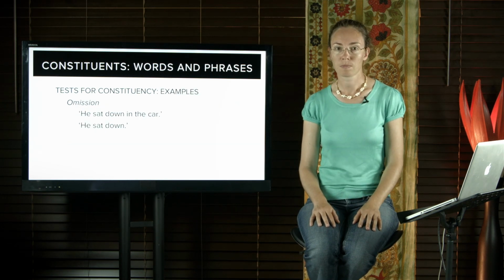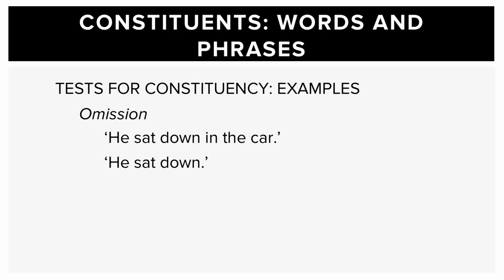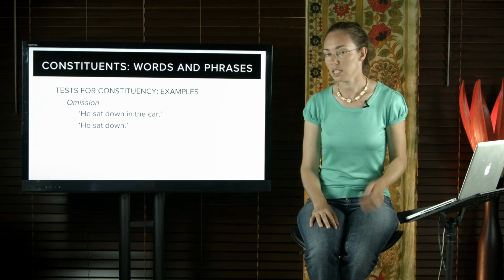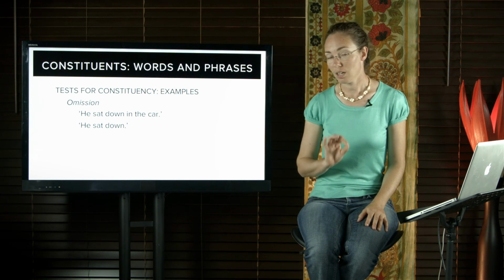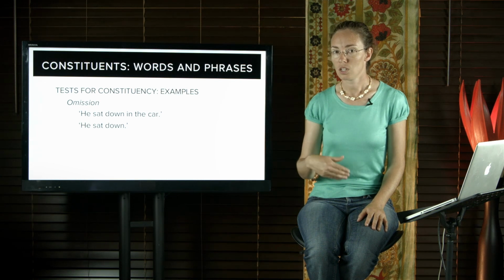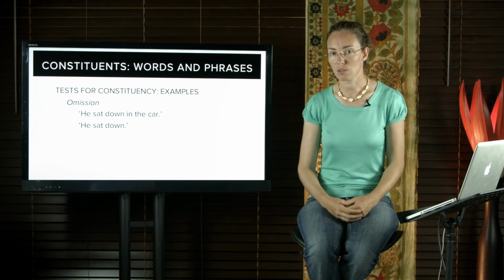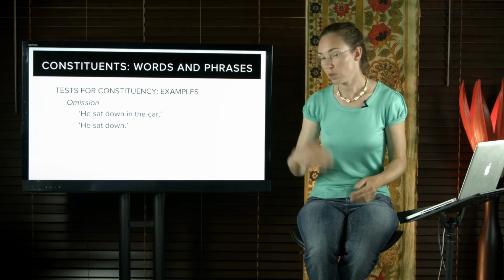So let's do some examples of these tests so you can see how they work. First, omission. If we take the sentence, he sat down in the car, we can use the omission test to figure out the constituents in the sentence. So let's take in the car as our constituent. If we take this away, does the sentence still make sense grammatically? So we've got he sat down in the car and then just he sat down. So the sentence still makes sense. So in the car is likely to be a constituent. However, we can't be certain yet. It's always important to do more than one constituency test to find out if the word or the words are constituents. It could pass one and fail all the other 3 tests.